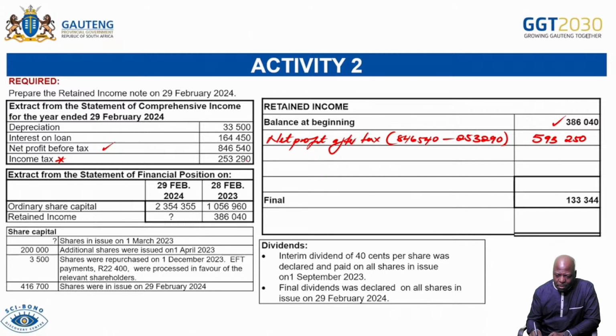And then the next thing that I'm going to do is record my repurchase of shares. Shareholders' shares were repurchased on 1 December. EFT of 22.4 were processed in favor of the relevant shareholders. Okay, there is a bit of information that we need to consider before we can get this amount. This one is not just free. Let's see what it is that they wanted us to do.